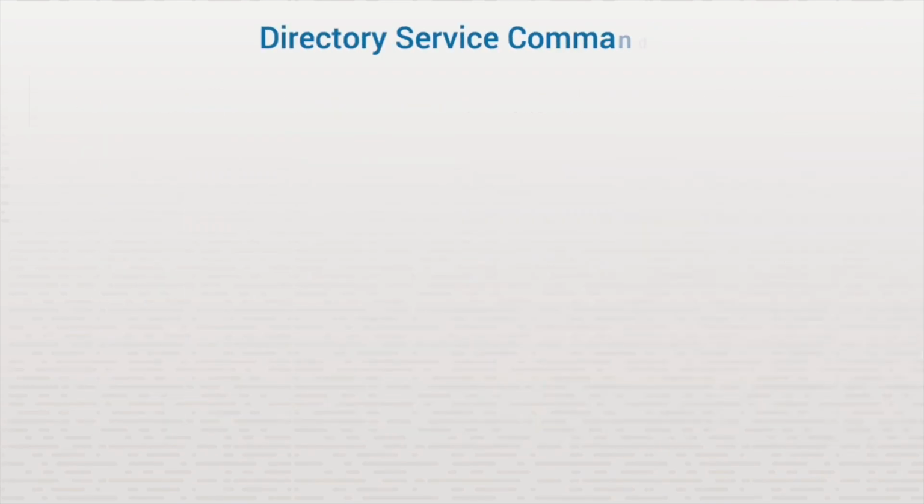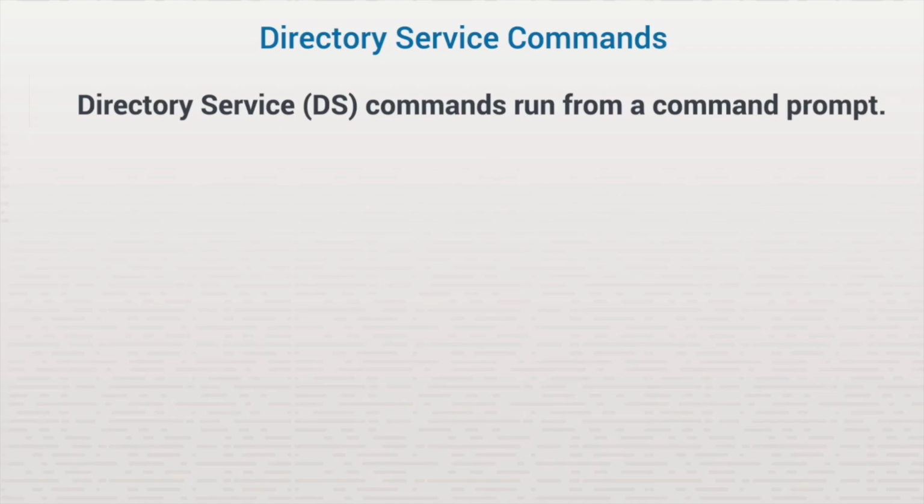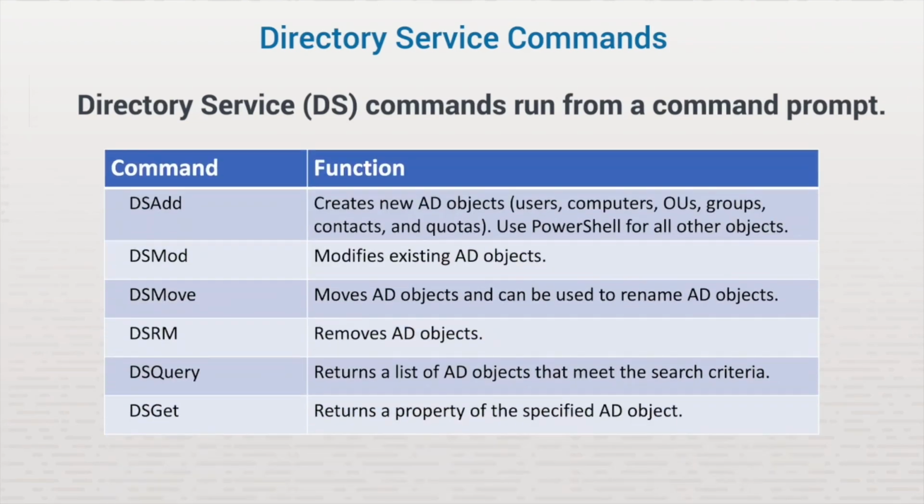Another way to do bulk changes is through directory service or DS commands. Each command shows what it does. For example, dsadd is used to add new Active Directory or AD objects. This dsadd is limited to users, computers, OUs, groups, contacts, and quotas. All other attributes would need to be changed through PowerShell. dsmod modifies existing AD objects. dsmove moves AD objects. dsrm removes objects.